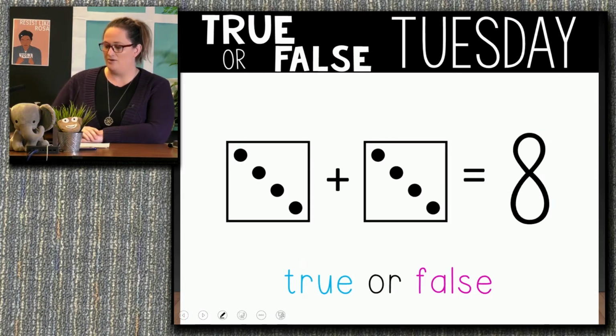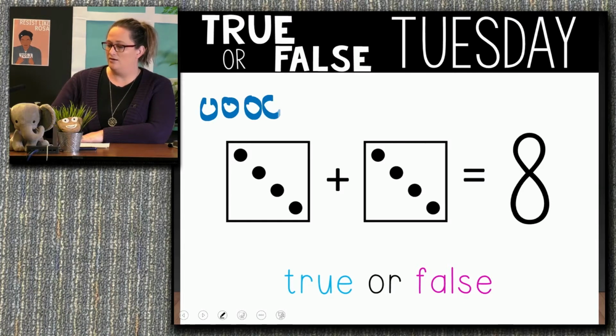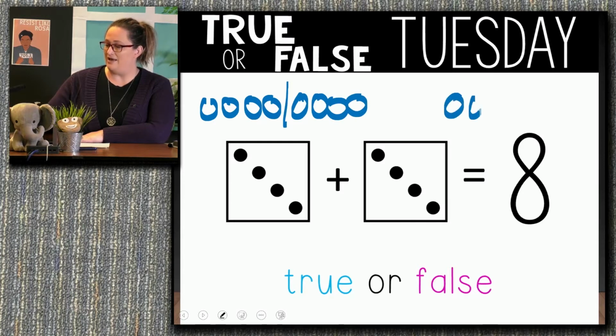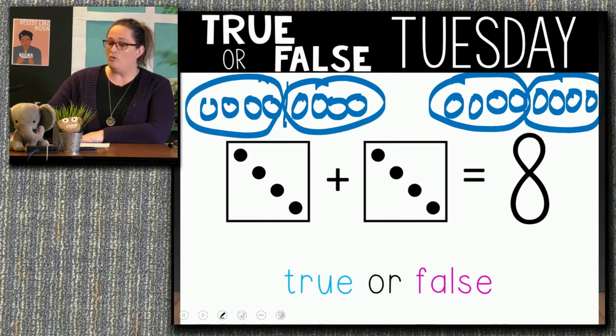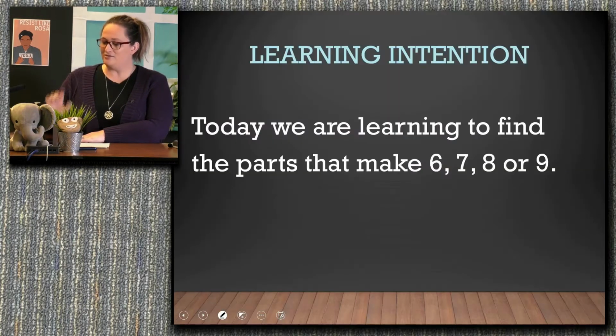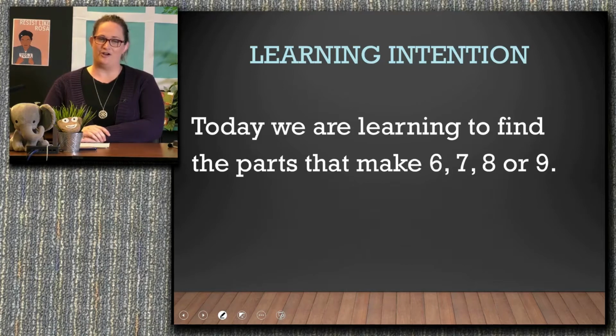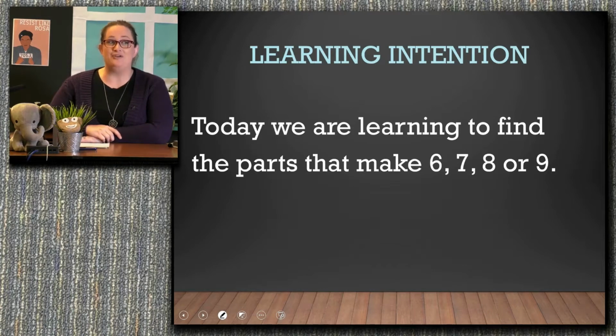Nice job. Okay, let's see. We have 4 and 4. Is that the same as having 8? Look, 4 and 4. Are they the same? Ding, ding, ding. It's true. Nice job, kindergartners. Today we are learning to find the parts that make 6, 7, 8, or 9.